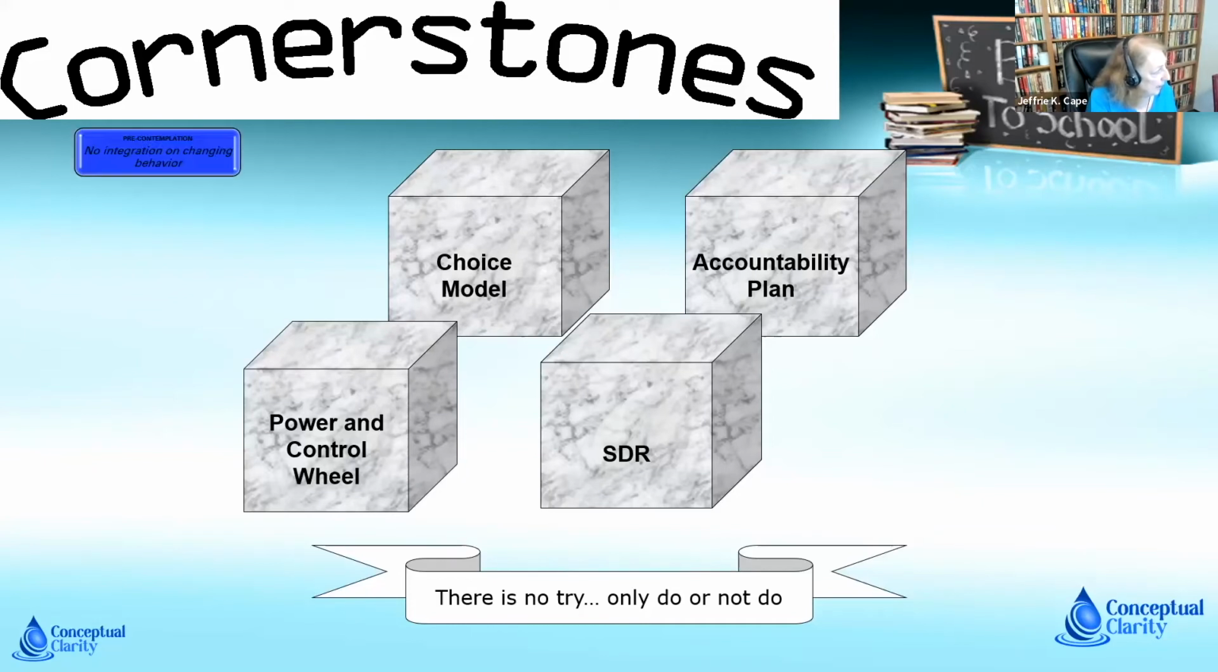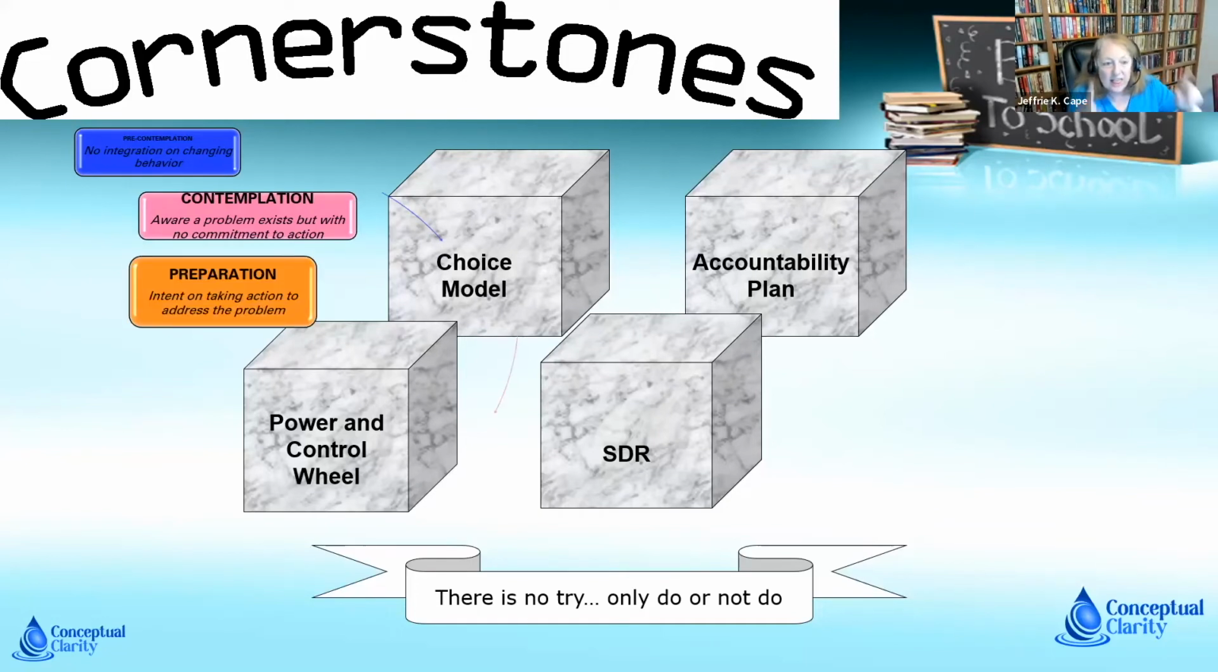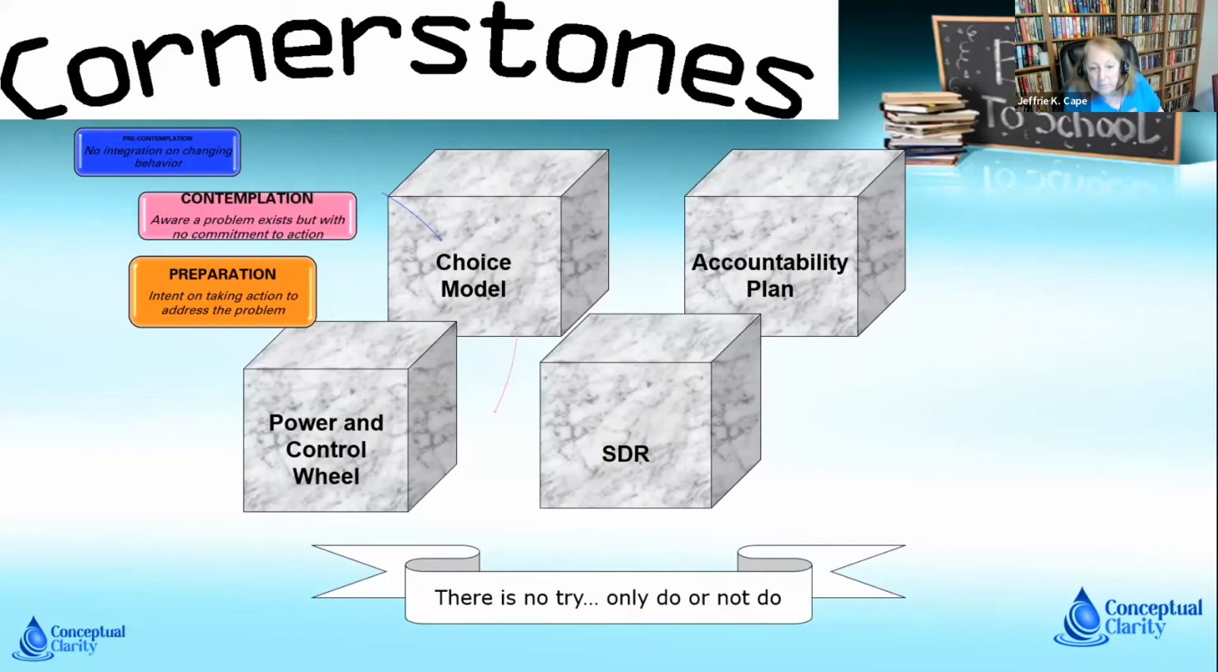which is something we created. And so in this phase, okay, they walk in the contemplation stage, and now they're in the preparation stage. These are the building blocks that are going to prepare them to be able to make the change, because you have to know what it is that your issues are. That's what the power and control wheel is about. You have to understand the process. That's what the choice model is about. You have to understand what you can do about it, which is what the accountability plan is about, and the SDR. So now they're in that preparation phase.